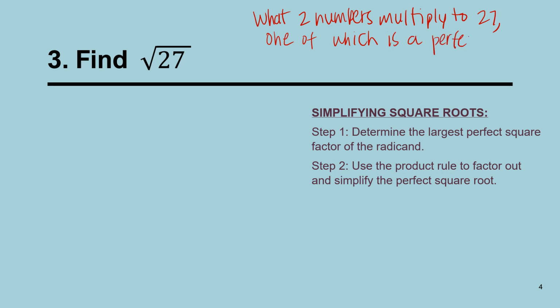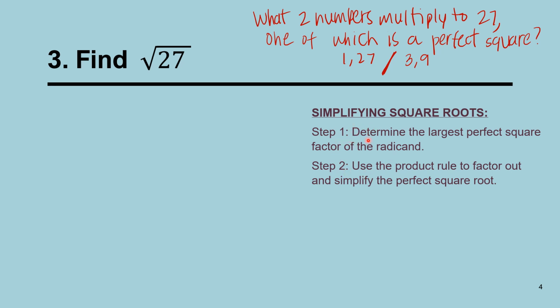All right, so let's try to think of some numbers that multiply to give you 27. Definitely 1 and 27, right? 1 is a perfect square, but that's not really going to help us. Another factor pair of 27 would be 3 and 9, right? And 9 is a perfect square. 9 is 3 times 3. So we found a factor pair where one of our factors is a perfect square.